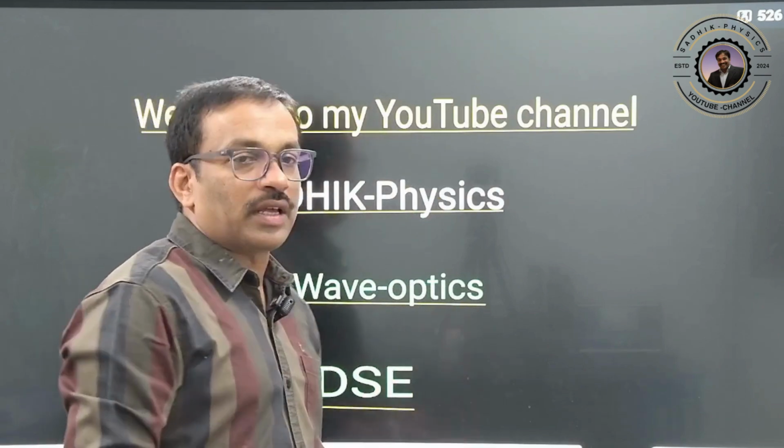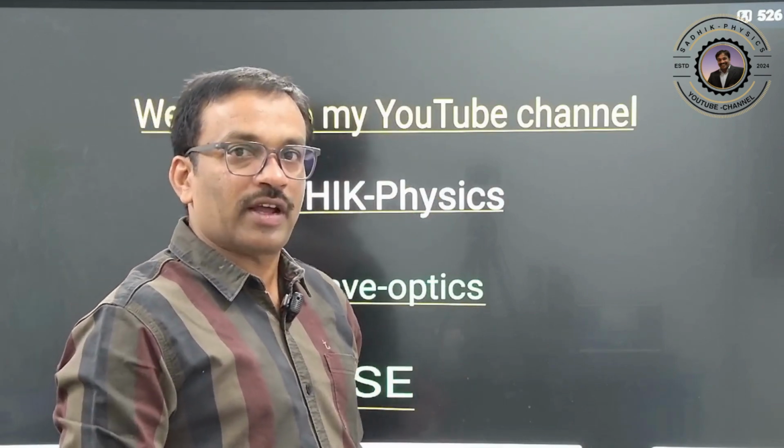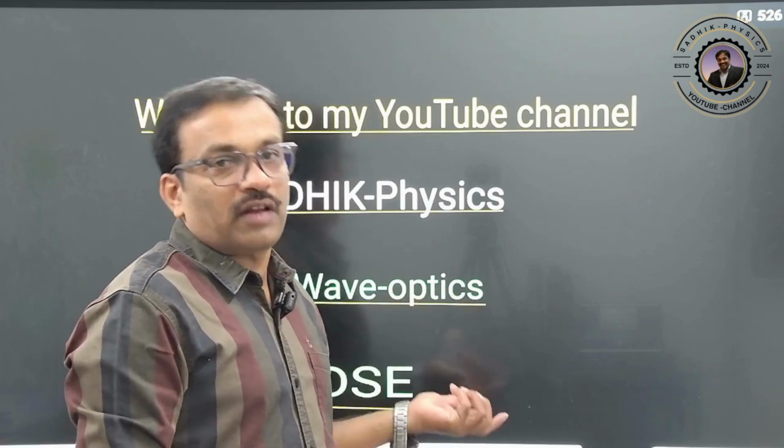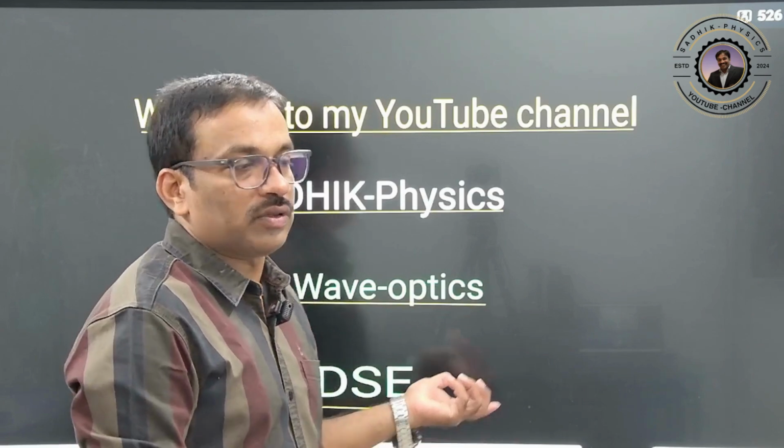So we started wave optics. In the previous video we discussed Newton's corpuscular theory and Huygens' wave theory. Wave theory can explain interference and diffraction. Also we discussed the concept of interference, the superposition of two coherent waves.